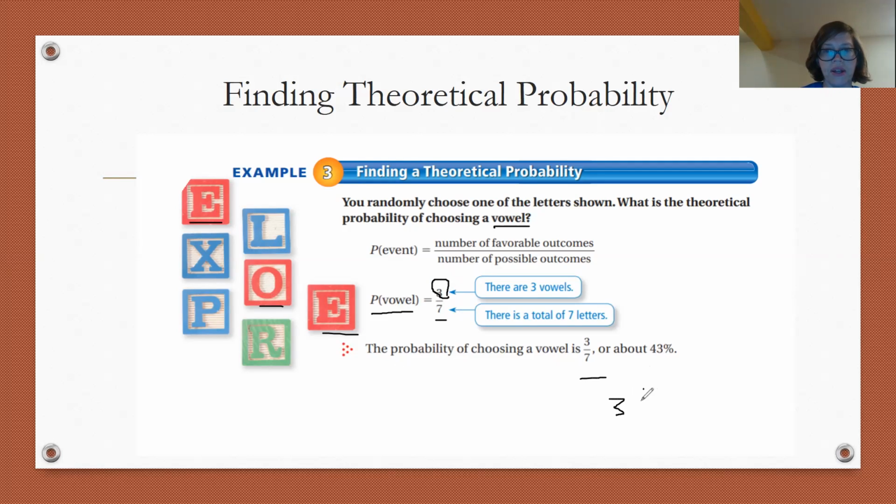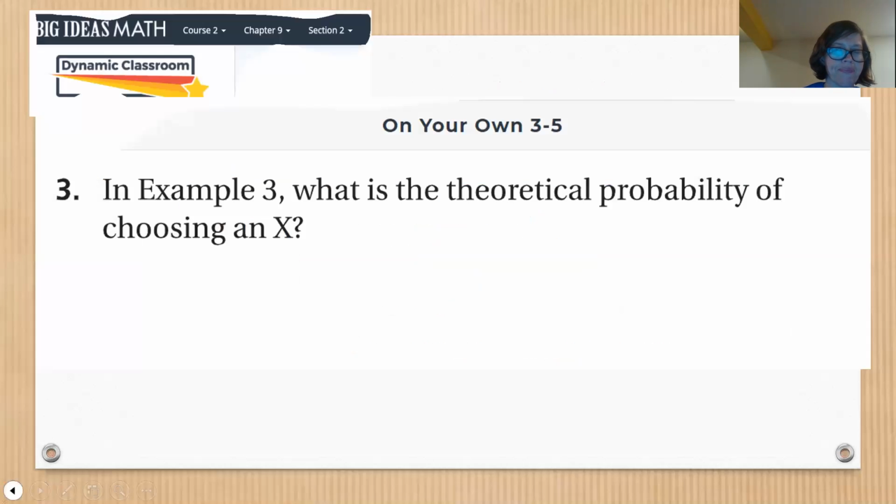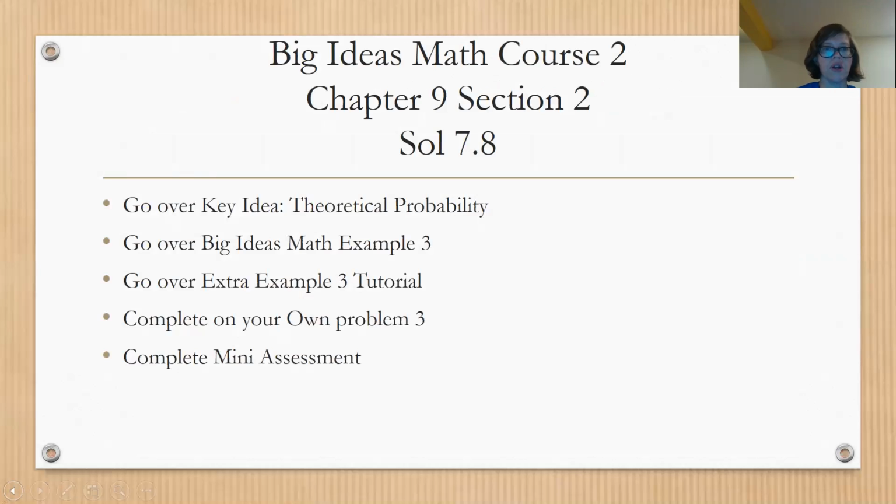Or if you were to take 3 and divide it by 7, you would get a decimal, 0.43, or 43%. So the probability is about 43%. All right, so we've gone over example 3. We're going to go over another example, a tutorial. So let me go ahead and get that.